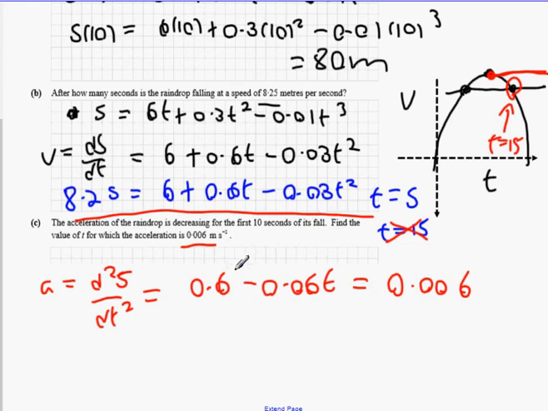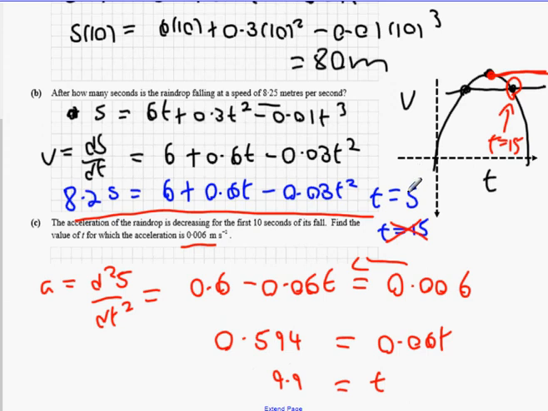So we're going to say 0.06t on the right hand side, bring that over to the left, equals 0.6694, right? Bring it over and take it away. And then divide it by 0.06, and you get t equals 9.9 seconds. See this 8.25? This 8.25 is just before the maximum velocity, because it's going to hit the maximum velocity at 10 seconds.